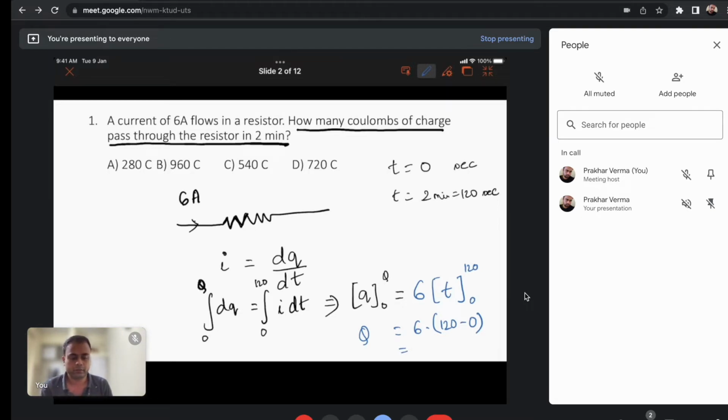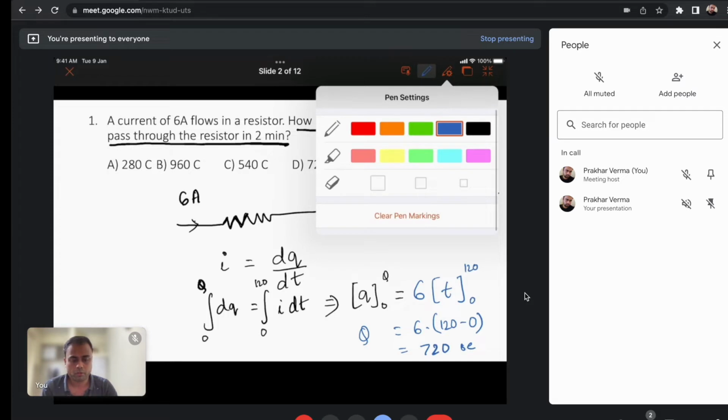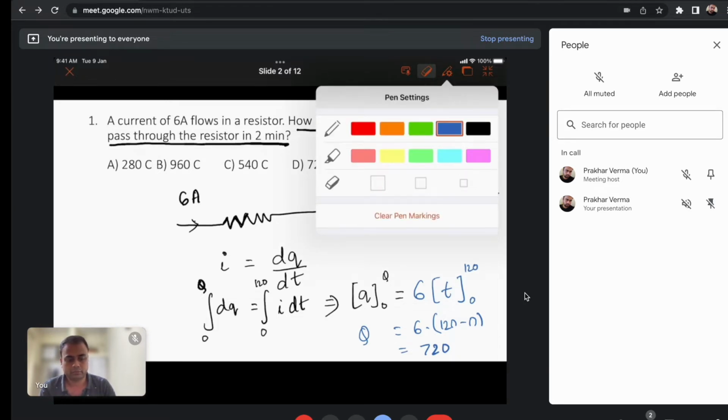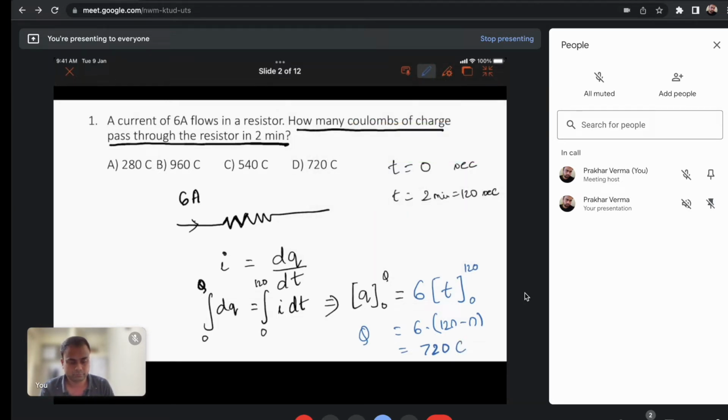So 6 multiplied by 120 becomes 720, sorry, 720 coulomb. So a total of 720 coulomb of charge passes through this resistor. The correct answer should be D, 720 coulombs. If you have any doubt regarding this question, you can post your messages in the chat box.